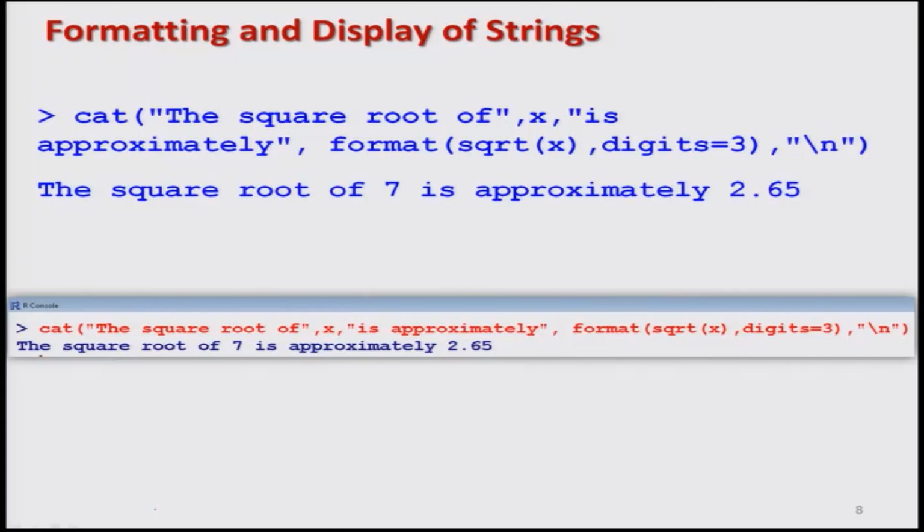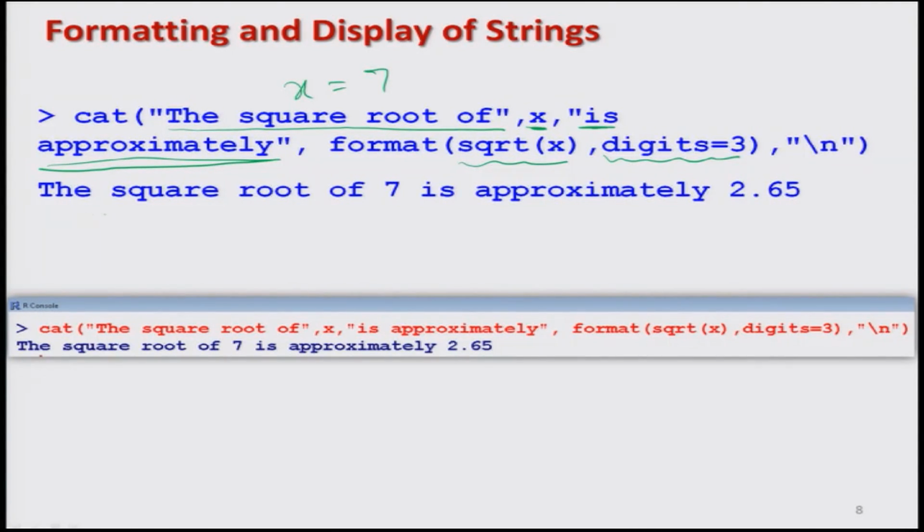Suppose I want that instead of a square, the square root is computed and the number of digits is only, say for example, 3 or some other number. So, I try to use this cat command, and I write here "the square root of" and then x, then "is approximately", and then I try to find the square root of x in a particular format, that is digits should be equal to 3. For example, I am using here the earlier value x equal to 7.